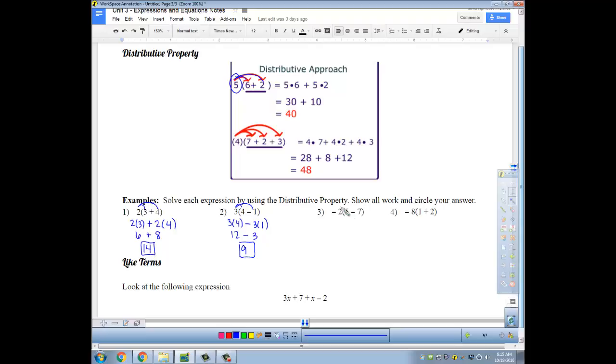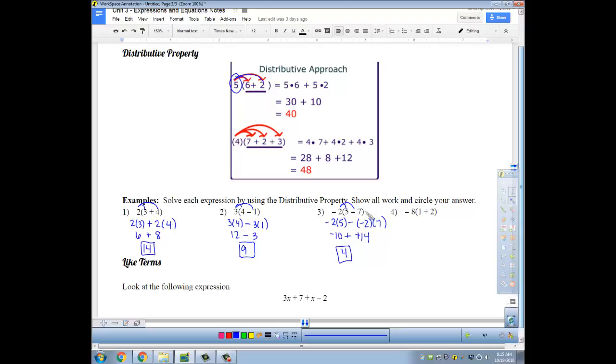So number 3, we're going to go shoo, shoo. Negative 2 times 5, minus, then negative 2 times 7. I put parentheses around the negative 2 just to remind me that that's a negative. Negative 2 times 5 is negative 10, minus negative 2 times 7 is negative 14. Remember, we can't have two negatives here, so we're going to change them to addition, change it to positive. So remember, the negatives kind of cancel each other out. So negative 10 plus 14 is 4.